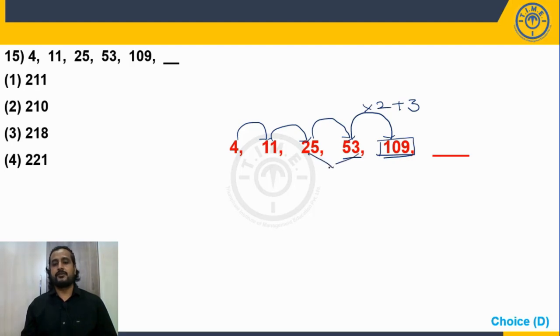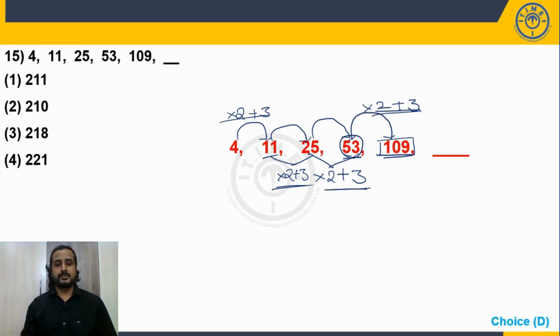Now look at 25 and 53. Maximum it goes 2 times, 25 twos are 50. But what is the given number? 53. So into 2 plus 3. 11 and 25, look at here: 11 twos are 22, plus 3 is 25. Perfectly matching. So what logic can you confirmly say? Into 2 plus 3, into 2 plus 3, into 2 plus 3. Apply the same here: 4 twos are 8, plus 3, 11. Perfectly matching. So my logic is into 2 plus 3, every time.